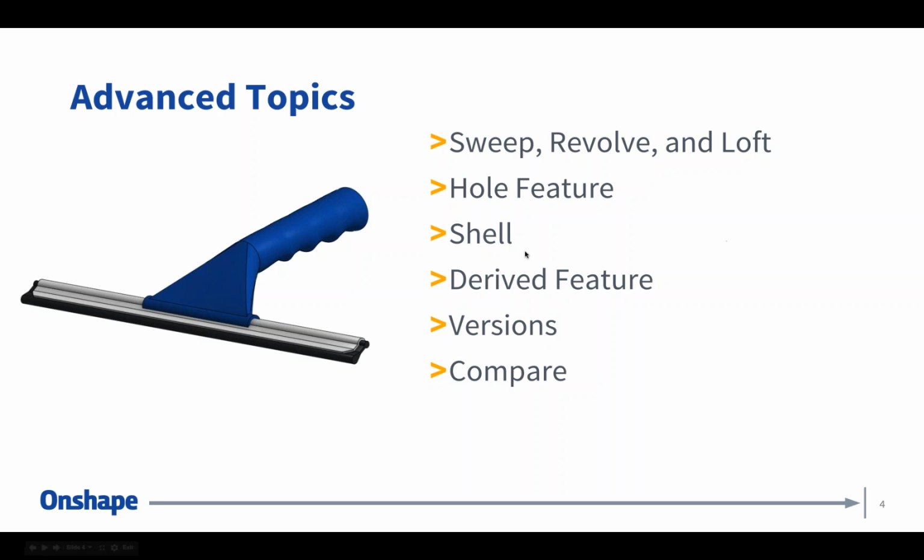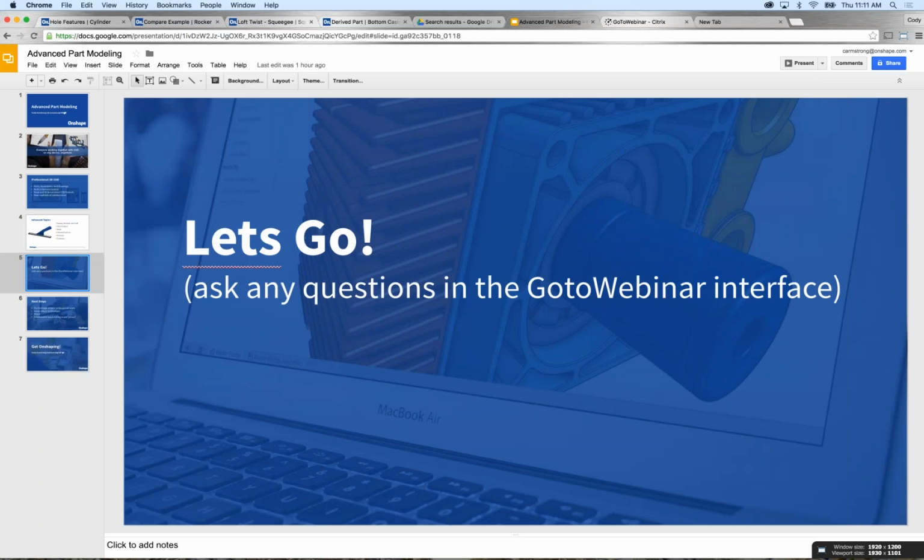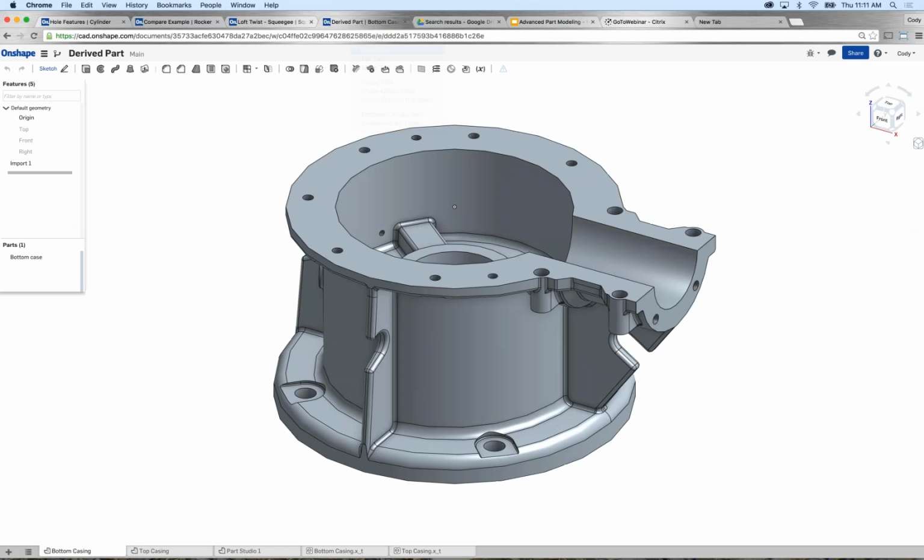All right, so enough slides. Let's dig into Onshape. Now, as I mentioned before, in general, I like to start with sweeps, revolves, and lofts. Those are the 3 important tools. Of course, we have extrude, but we cover that in our essentials. And I'd just like to go over some of the details that are necessary to use those tools.